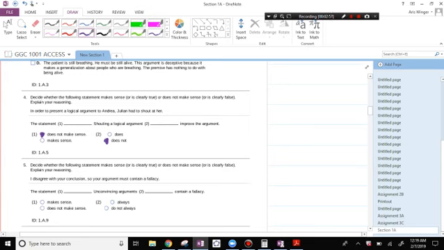Decide whether the following statement makes sense or is clearly true, or does not make sense or is clearly false, and explain your reasoning. I disagree with your conclusion, so your argument must contain a fallacy. This statement does not make sense. Unconvincing arguments do not always contain a fallacy.